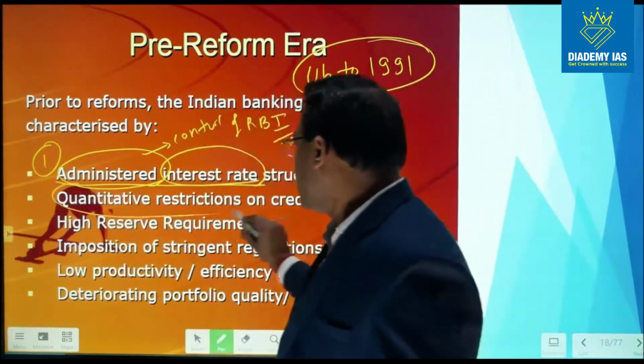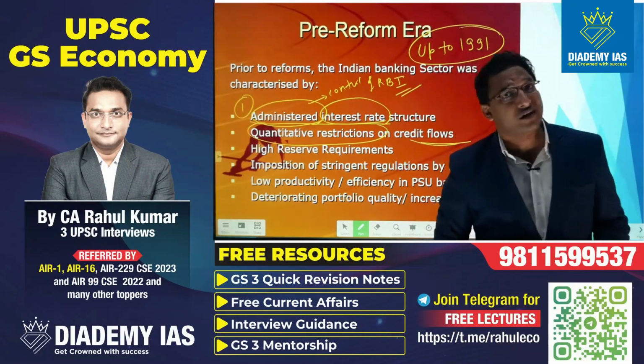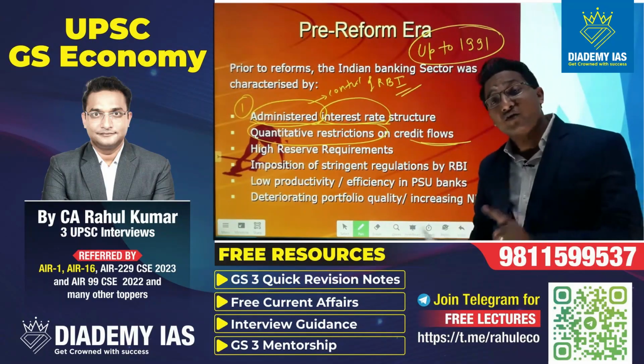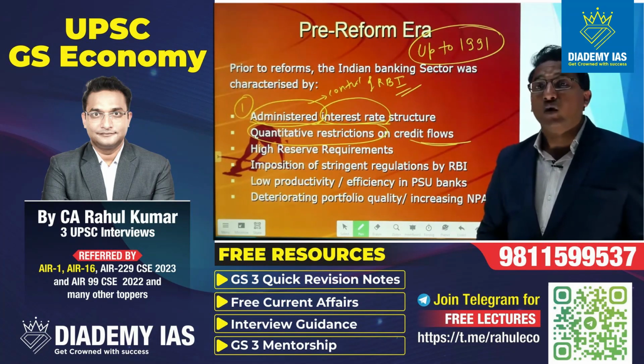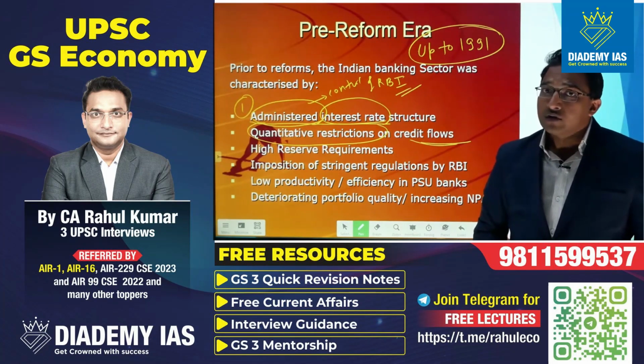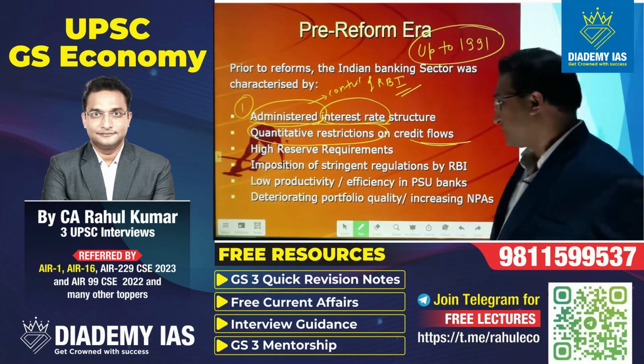Quantitative restrictions on the credit flows. There were huge restrictions on the credit flow which could be made to a particular sector or industry, right? Because of that, the banks were not able to derive income from the profitable sectors.